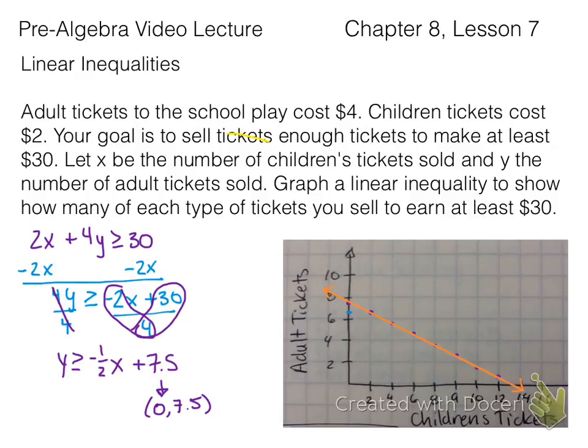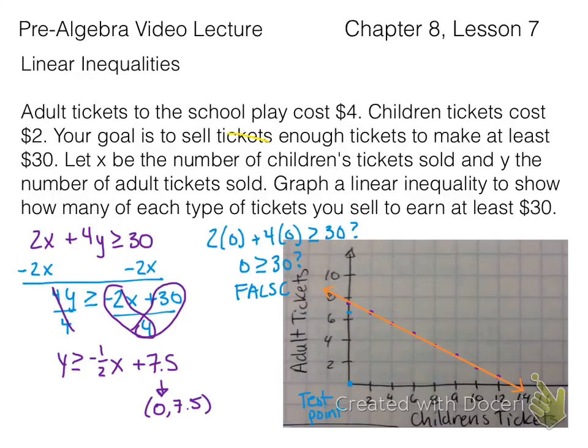Now I can test 0, 0, but more than likely it's going to be false, because if I don't sell any tickets at all, am I going to make any money? No, least of all $30. So for this one, I probably didn't even need to test a point, but I'm going to. 0, 0, not going to work.